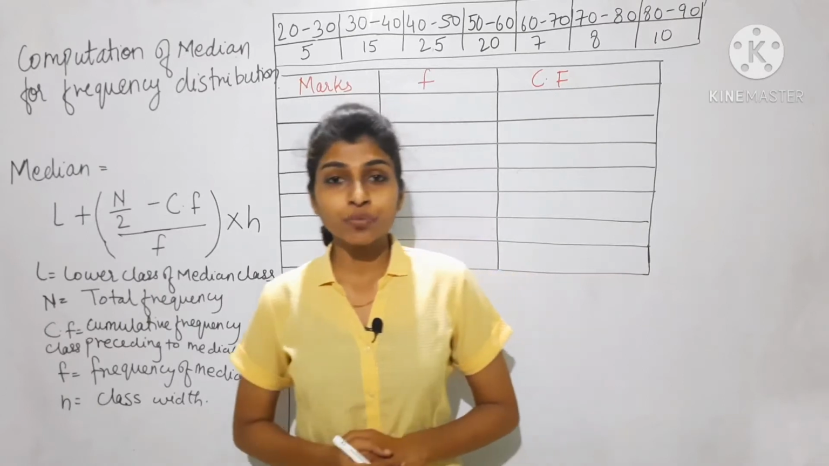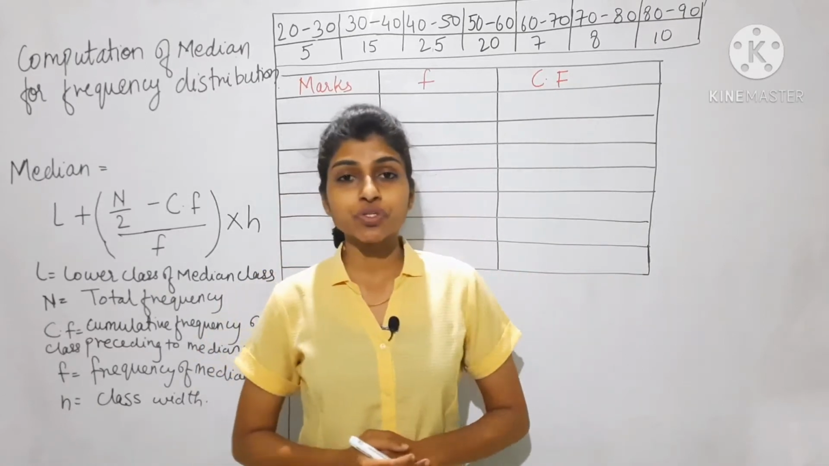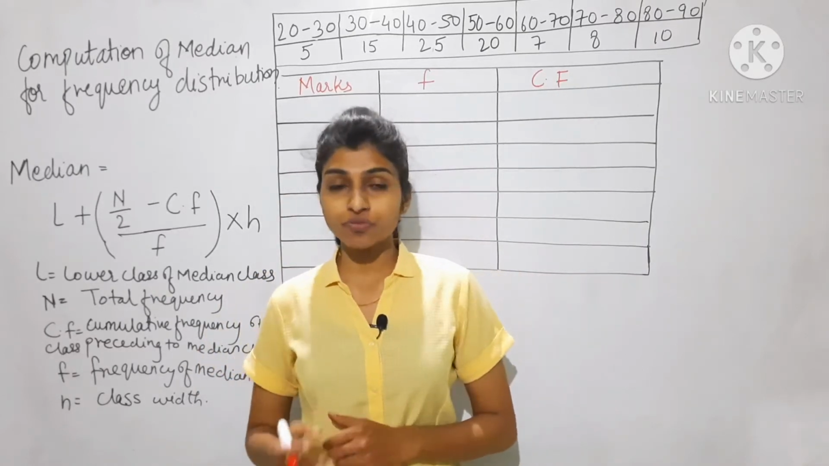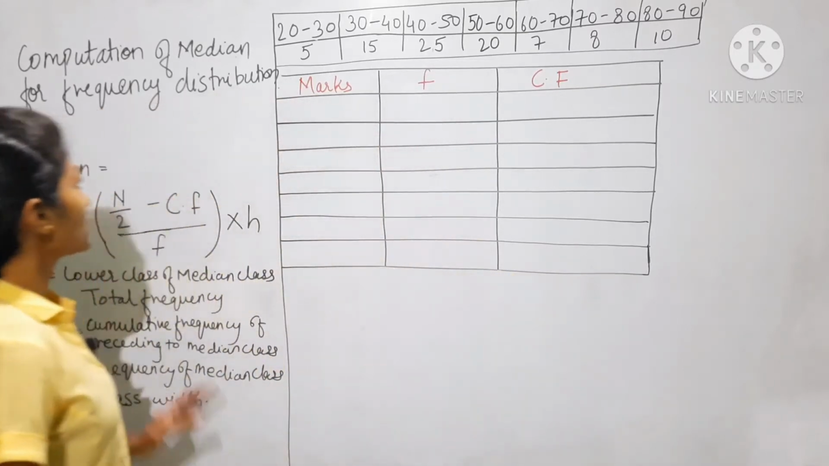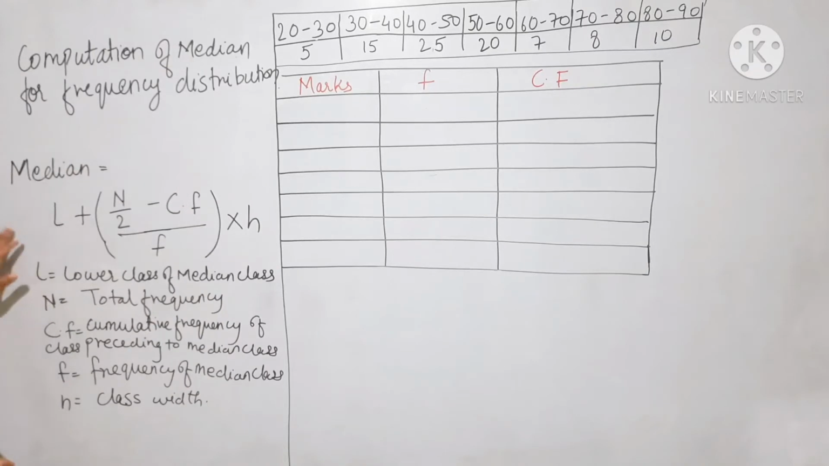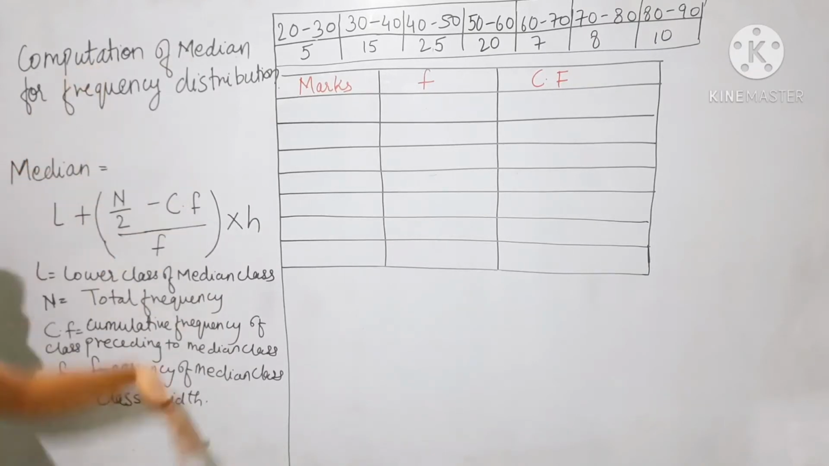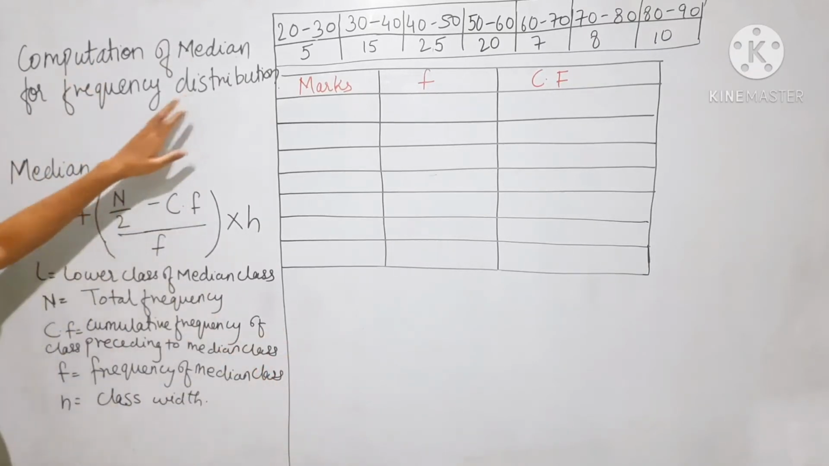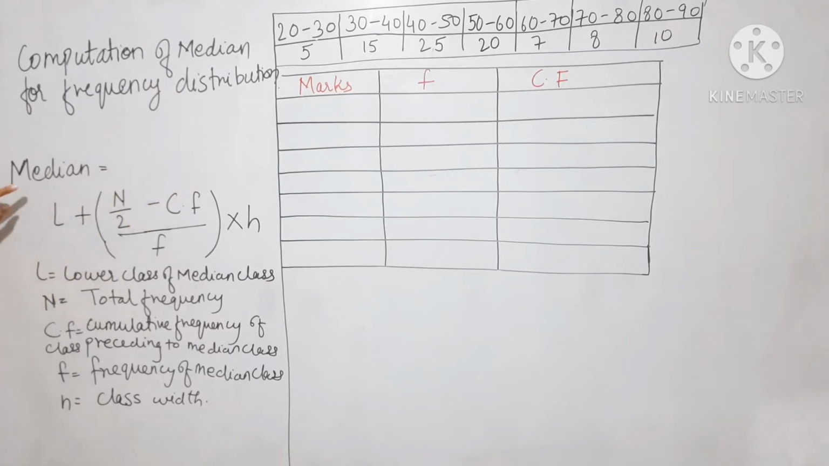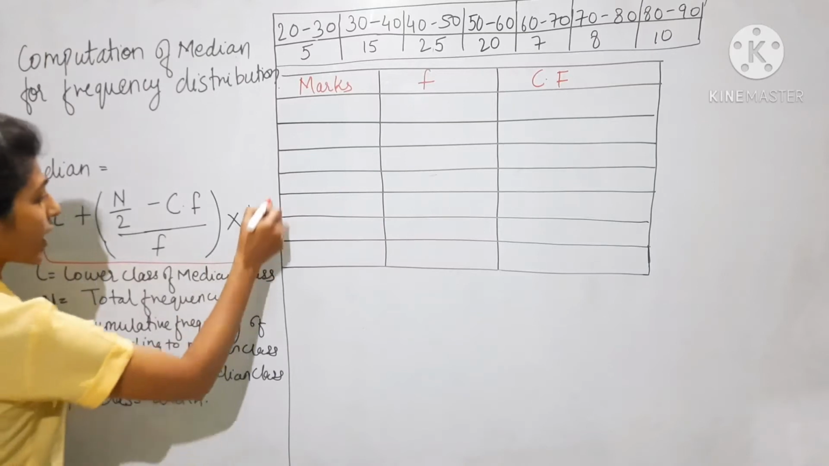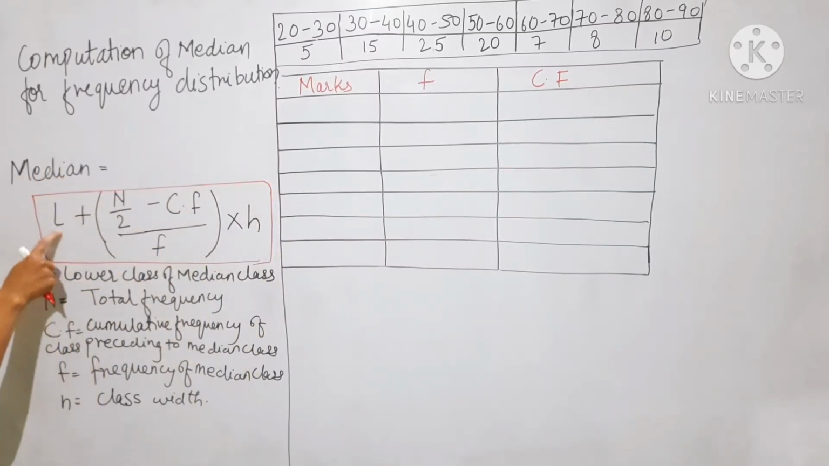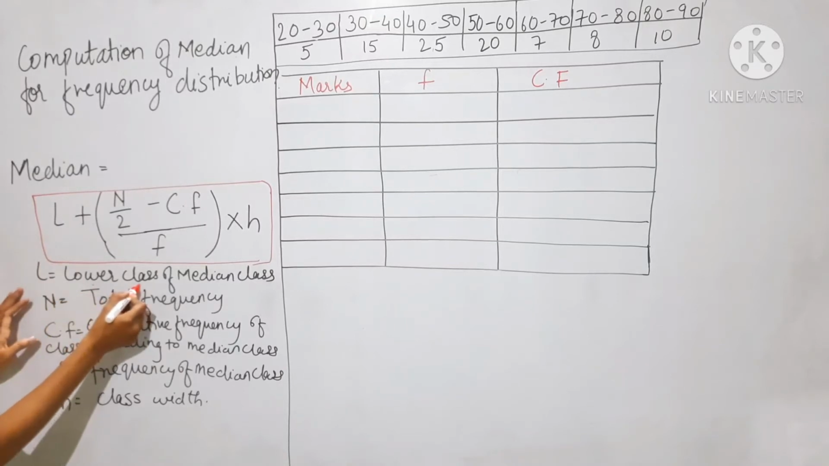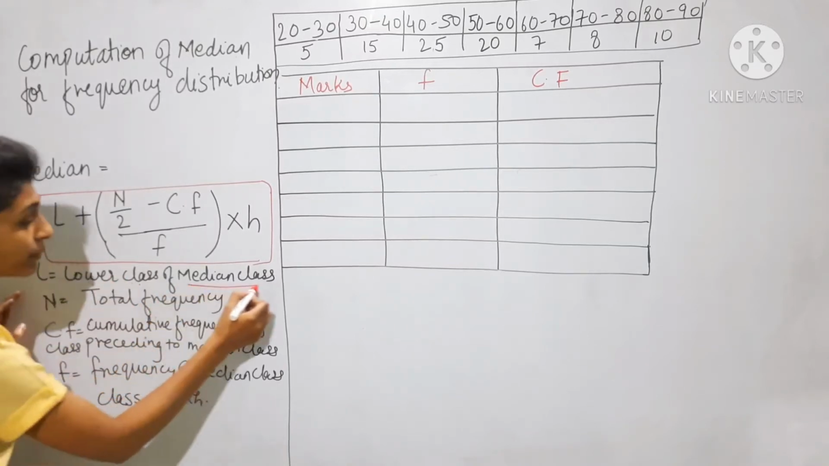Now we'll move to the calculation of the median for a frequency distribution. The formula to calculate the median for a frequency distribution is this. Computation means calculation of the median. Median is equal to this formula. So L is what? The lower limit, or lower class boundary, of the median class.